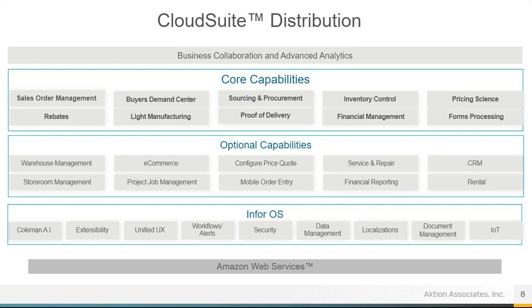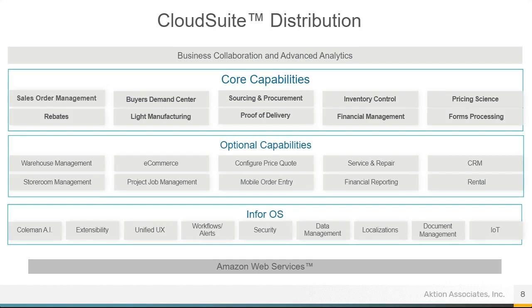But in the center here, you see optional capabilities. So we can add these a la carte at the beginning, or as your business continues to evolve and grow, we can add these as needed. So the WMS system I mentioned, maybe full-blown e-commerce, we have a few options there. I touched on service, right, that many distributors are adding. Infor CRM to manage your opportunities and your pipeline, as well as rental. Right? And all of this sits on what's called the Infor OS, Infor Operating Service. And this is that layer of technology that's included with CloudSuite Distribution.